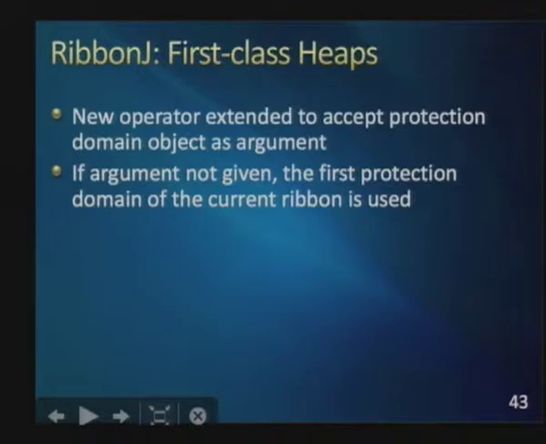Alright, and then we extend the new operator. These ribbon objects, essentially, and protection domain objects, the protection domain objects represent the heaps as first class objects, the regular Java objects that happen to be associated with some area of your memory. And then the new operator can optionally accept a protection domain as an argument, so you know which protection domain you want to allocate within.